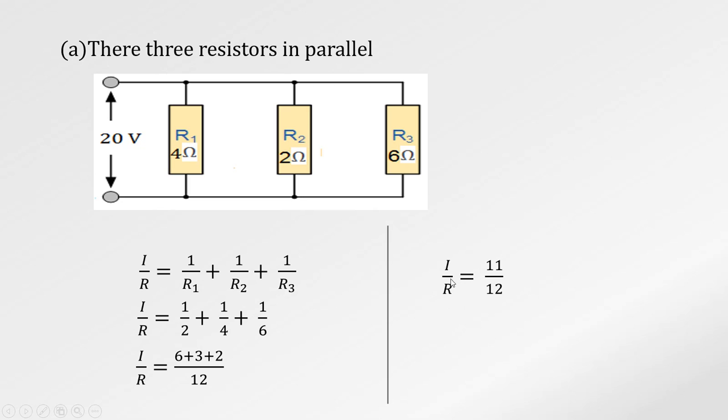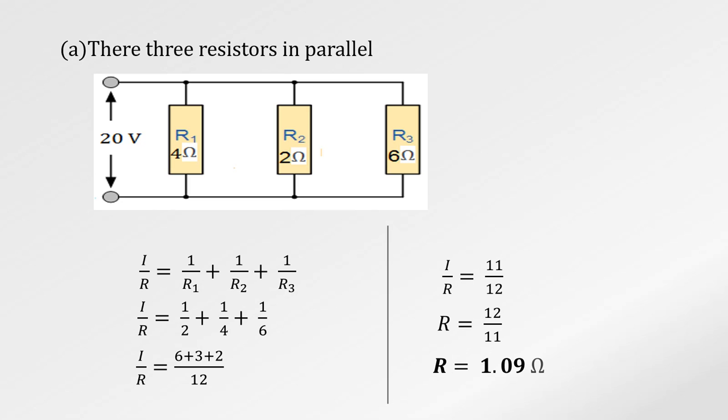We want R itself. So what do we do? We either cross multiply and find R, or just take the reciprocal. And the reciprocal will be 12 over 11, giving us 1.09. Wow. Is there anything that you notice here?